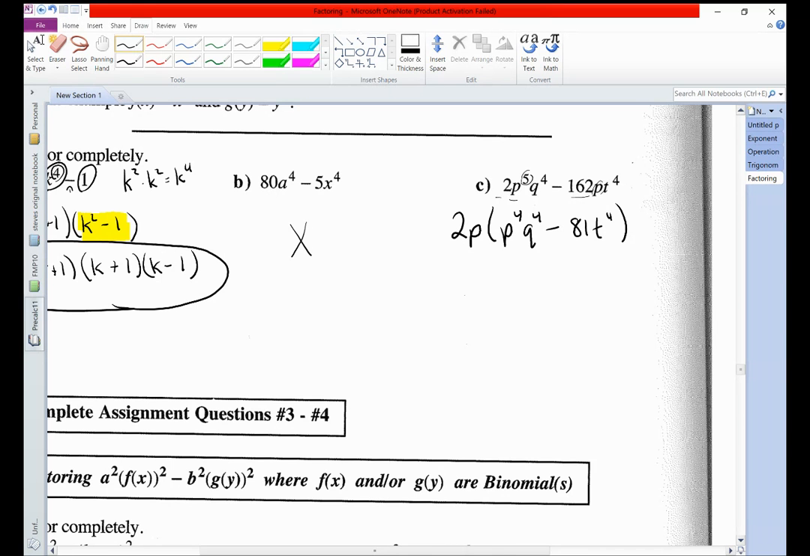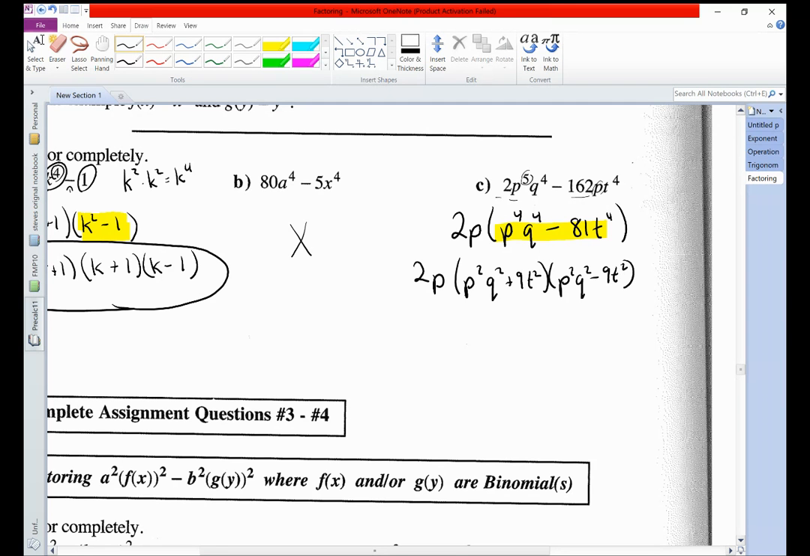So now we have to ask ourselves, is this term a perfect square? And you can see p to the power of 4 is, q to the power of 4 is, 81 is, and t to the power of 4 is. So we can rewrite that as p squared q squared multiplied by p squared q squared to get each of those to the power of 4. And then to get 81t to the power of 4, we're going to do 9t squared minus 9t squared. Now ask yourself, is this in simplest form? Can I factor anything out?